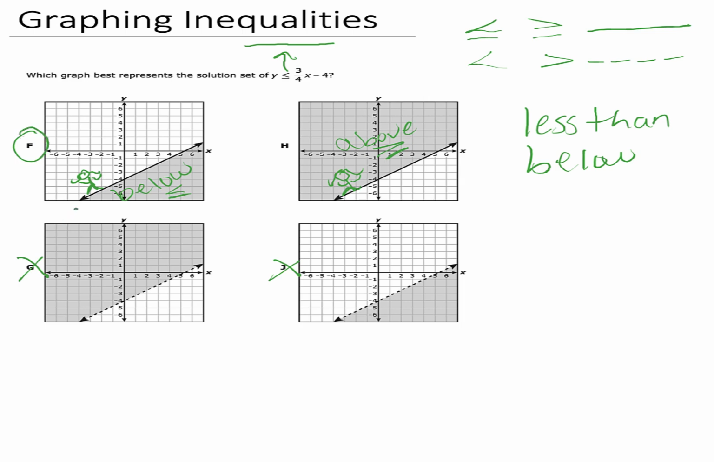Wasn't that simple? So let's go over it again. If you get these types of problems, the first thing you're going to do is look at your inequality symbol. If your inequality symbol is a less than or equal to or a greater than or equal to, you're looking for a solid line. That should help you eliminate two of the answer choices like I did. Then you're going to look at the inequality sign. Because my inequality sign says less than, you're looking for the shading that is below. And that's how I identified my answer is F.